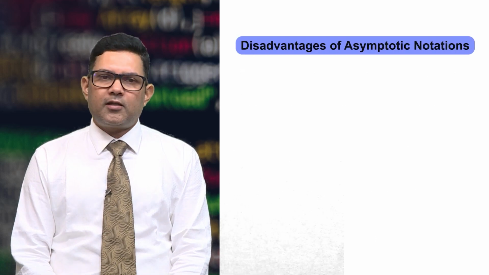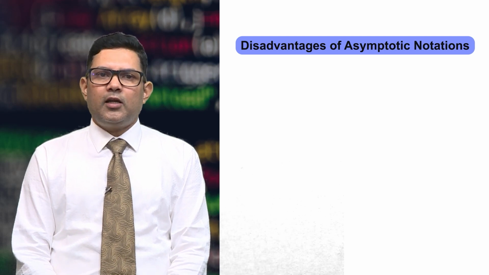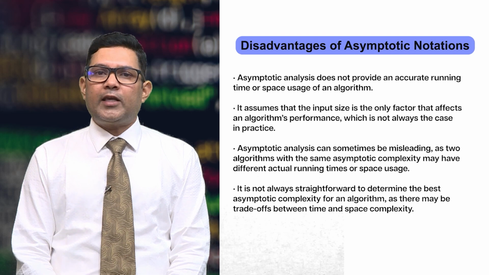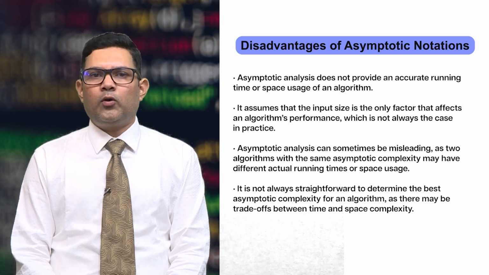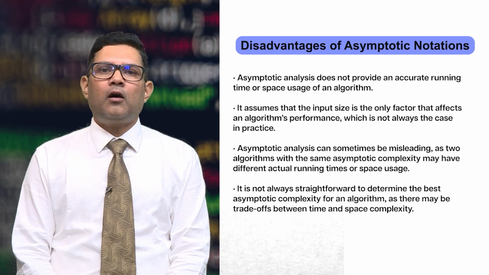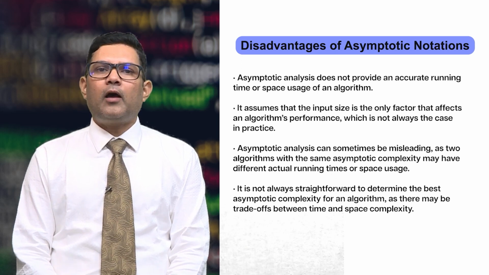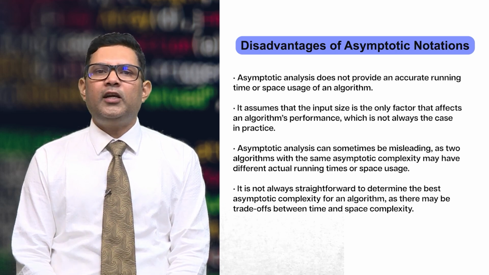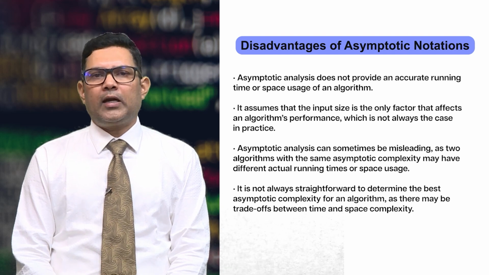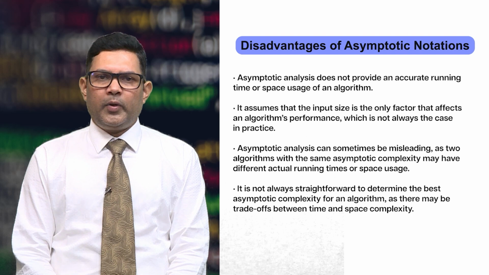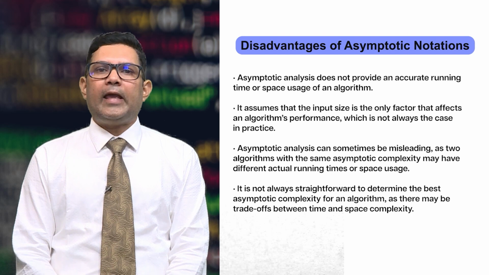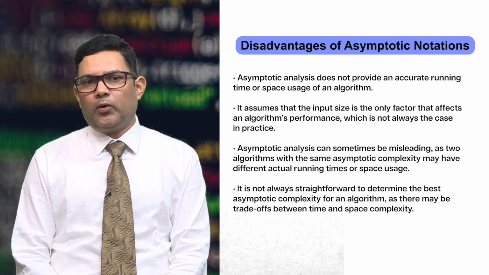Disadvantages of asymptotic notation. We have already mentioned some advantages, now we will focus on the disadvantages. The first disadvantage is that asymptotic analysis does not provide an accurate running time or space usage of an algorithm. It does not provide the exact value, it provides the asymptotic value. So if we want to calculate the exact value or accurate running time of an algorithm, then in those cases asymptotic notation is not suitable, because it does not provide the exact running time of any specific algorithm.